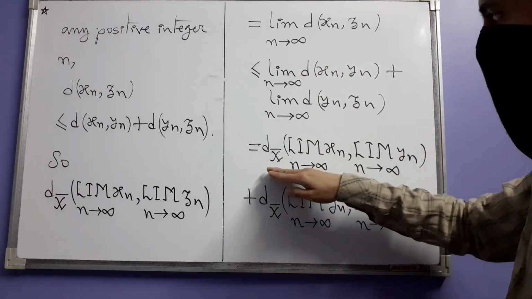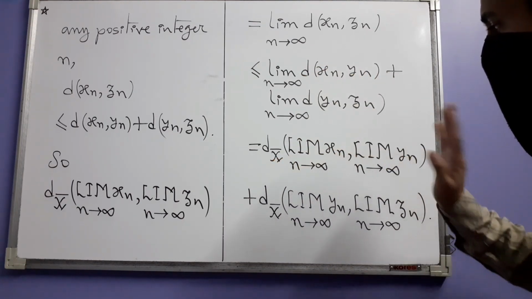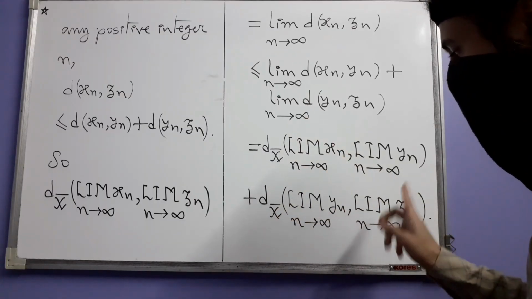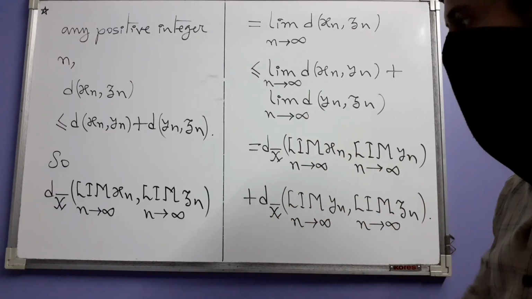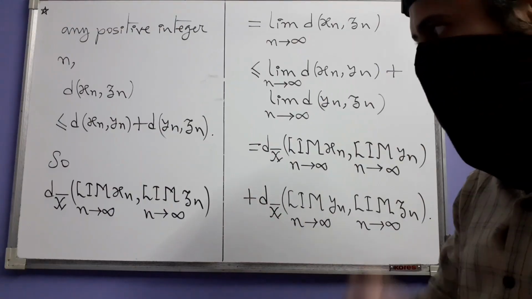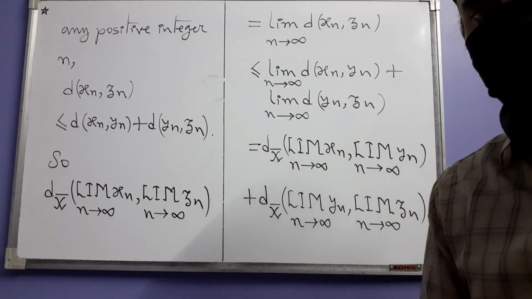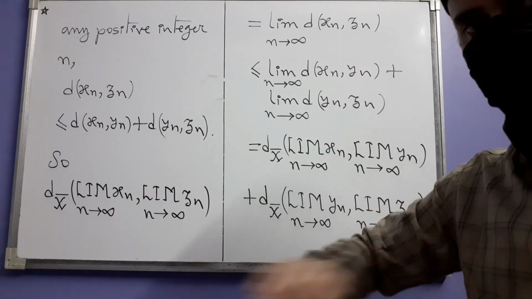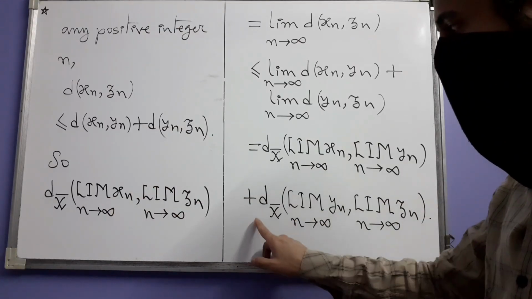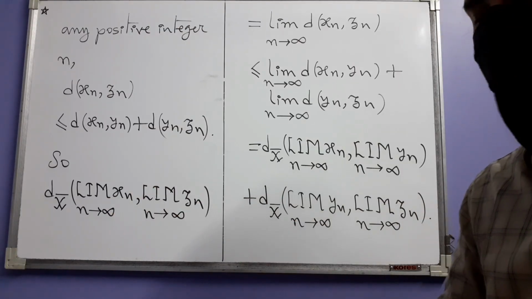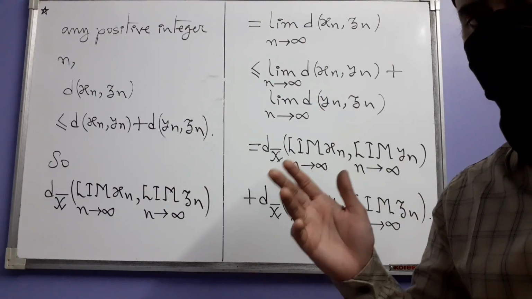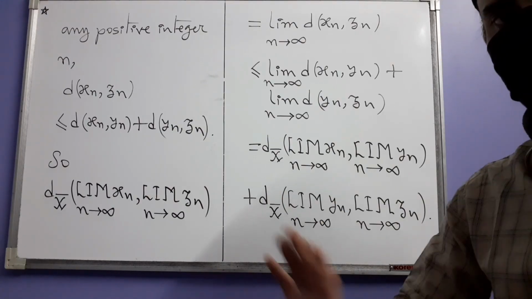This however is dx bar of limit of xn comma limit of yn, and this one is dx bar of limit of yn comma limit of zn. Is this not the triangle inequality for dx bar? Yes, it is. So finally we have shown all the things, and now we can write the conclusion that hence dx bar is a legitimate metric on x bar, and there the solution ends.